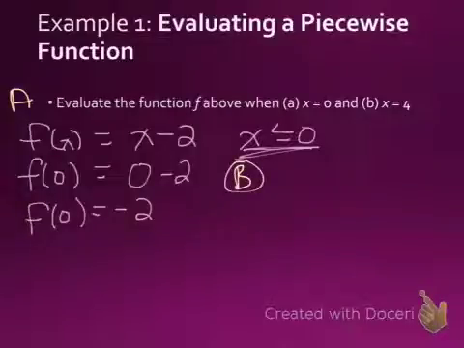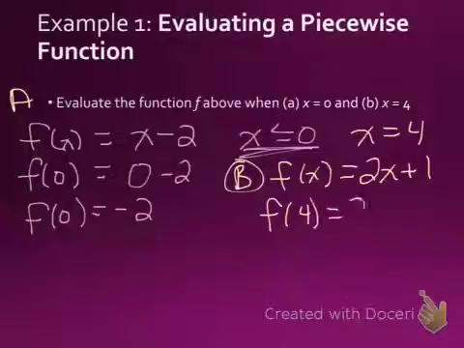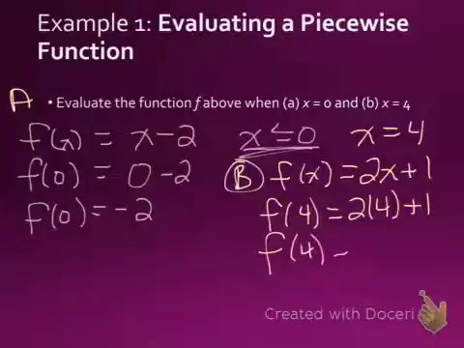When x equals 4, well that's greater than 0, so we're going to be using the function f of x equals 2x plus 1. Because see, 4 is greater than 0, so that means we use this function. So f of 4 would be 2 times 4 plus 1, or to simplify that, you got 8 plus 1, or 9. So f of 4 is 9.